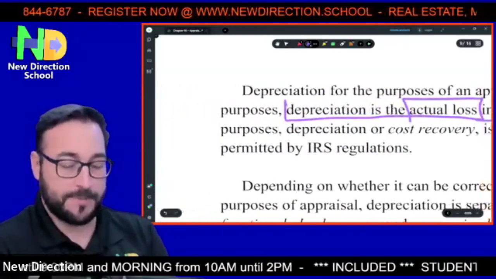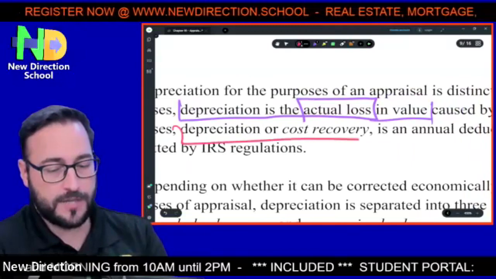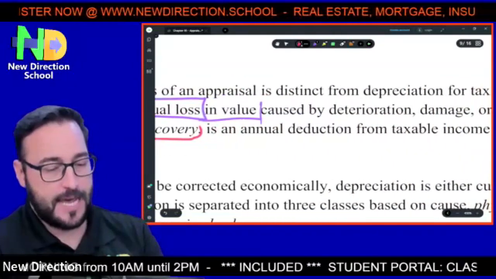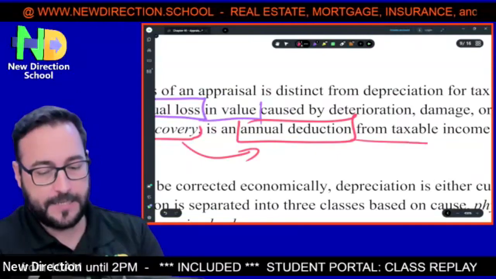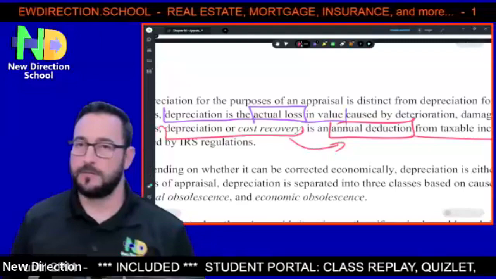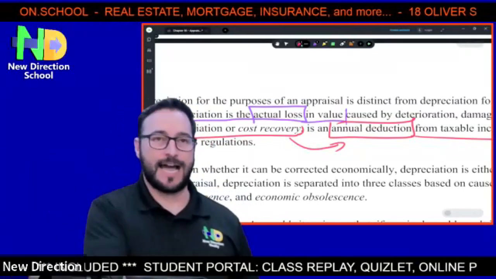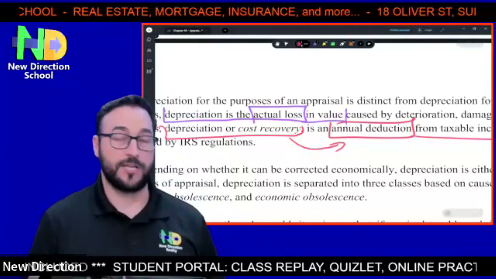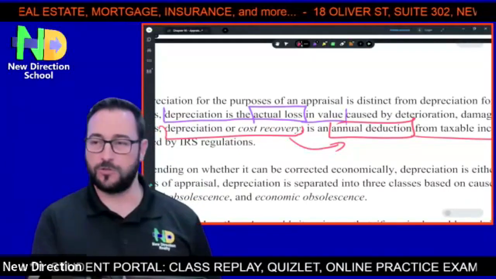For tax purposes, depreciation or cost recovery is an annual deduction from taxable income. So that's the biggest difference between these two. Depreciation for appraisal purposes is the actual loss in value. Like you drive the car off the lot, you lost $5,000. That's an actual loss in value right there and then.